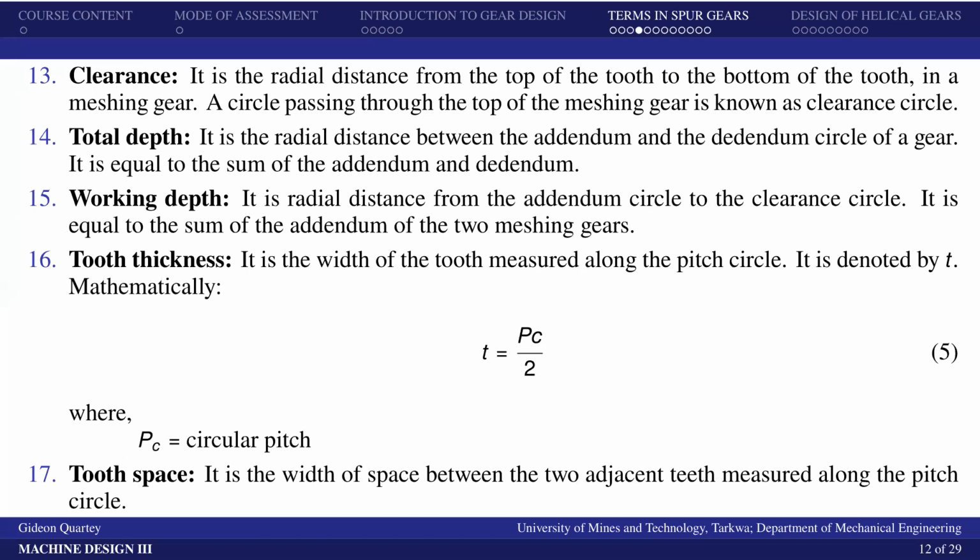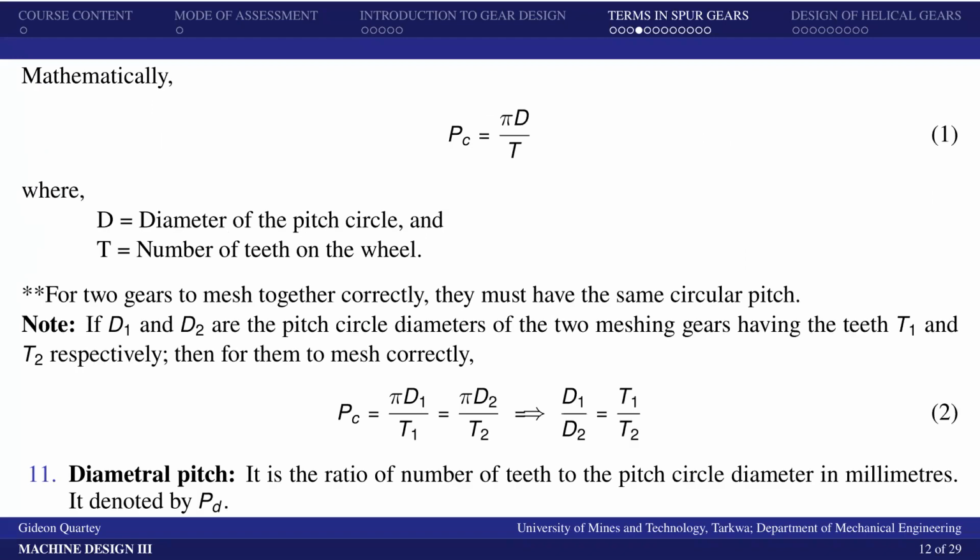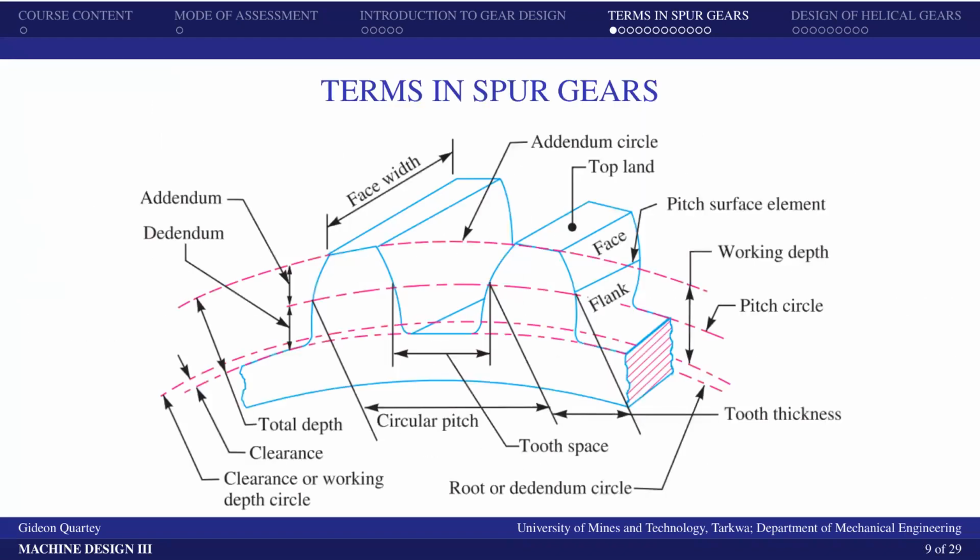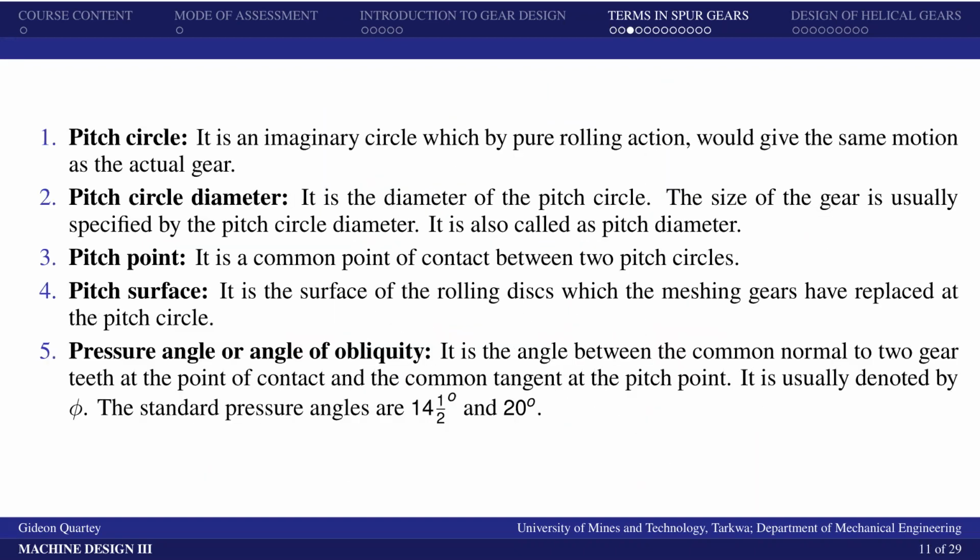Then we have the tooth thickness, which is the width of the tooth measured along the pitch circle. So if you come back here again, we can identify the tooth thickness over here. The width of the tooth, measured from one point to the other along the pitch circle, gives you the tooth thickness.